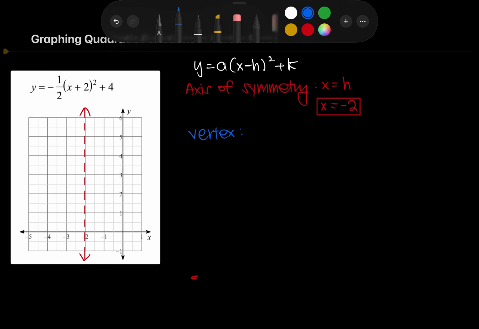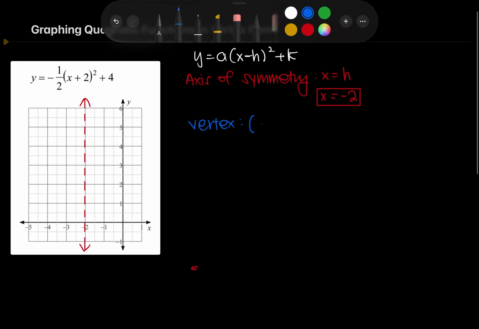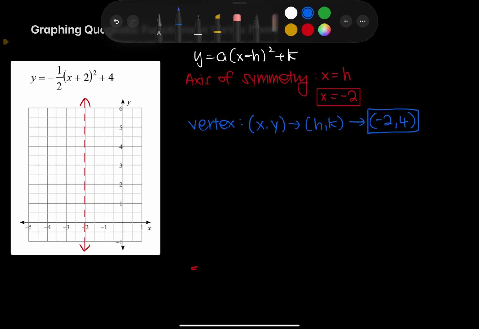The vertex is the point in the middle of your U, and so is the axis of symmetry. The axis of symmetry is the folding line. If you fold the graph along that line, your U shape will be right on top of each other. For the vertex, x is given already. X is negative 2. Again, x, y is going to be your h, k, so that gives me negative 2, comma, I see the plus 4 there, so negative 2, comma 4 is all the way up here, and that is your vertex.